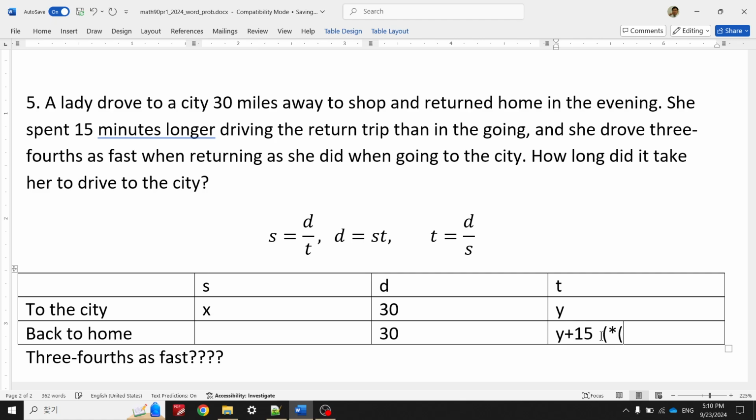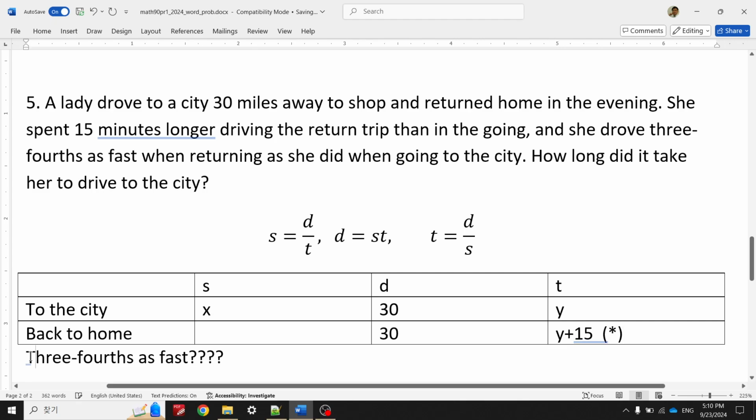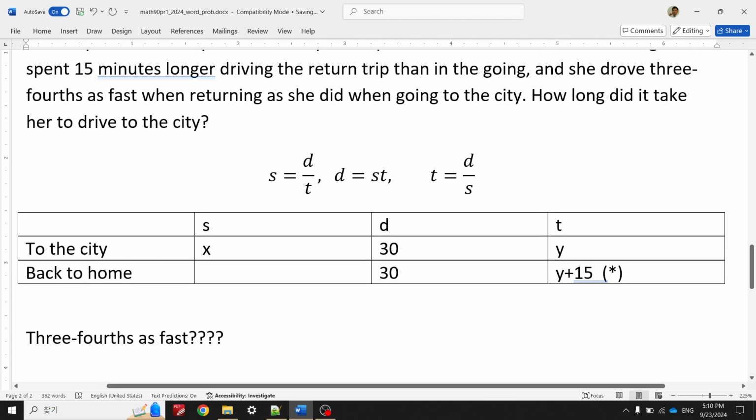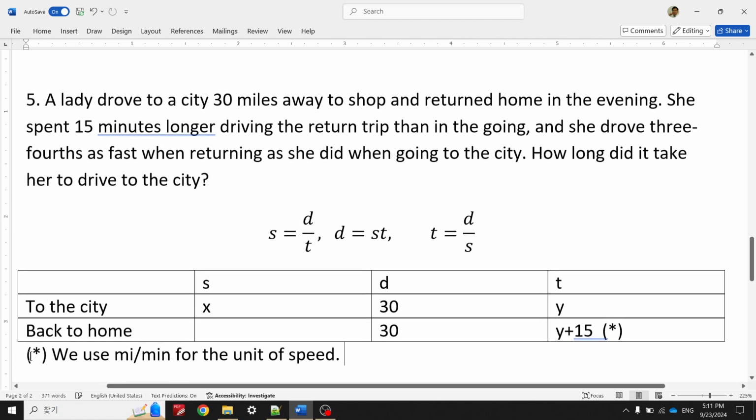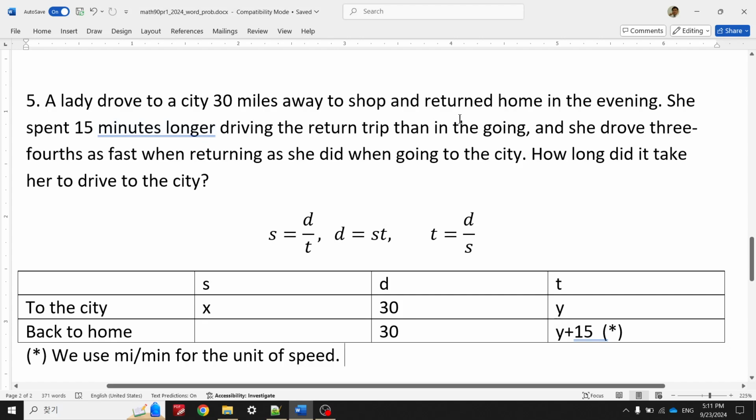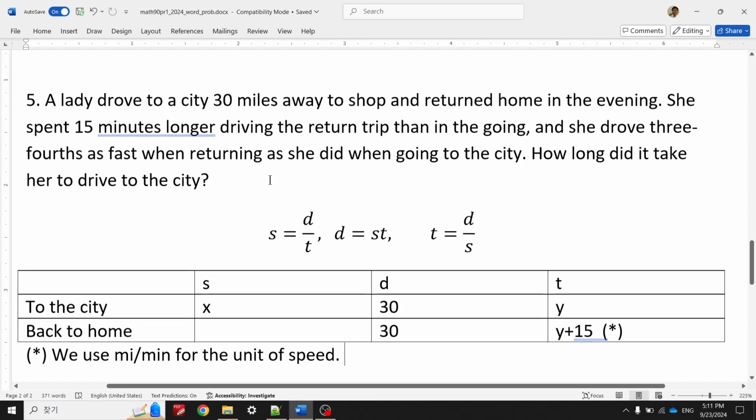So if you want to solve this using plus 15, put something like this, and you need to put an asterisk and explain what you mean by that. So we use miles per minute for the unit of speed. Okay? And this is perfectly fine because nowhere here uses miles per hour anywhere. I don't see the miles per hour anywhere. So we're free to change that.